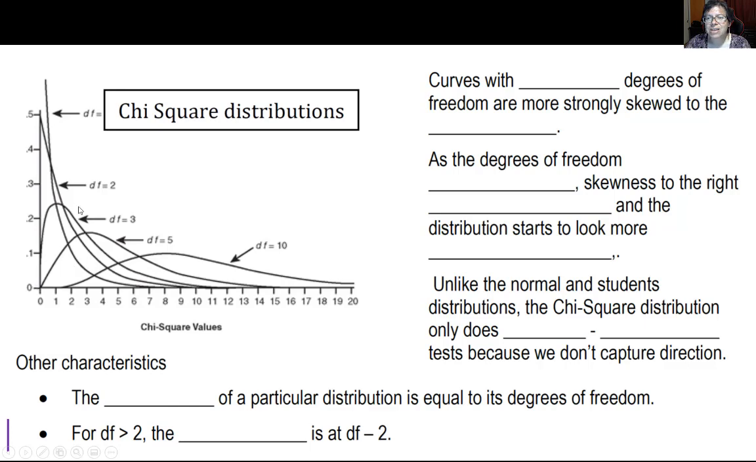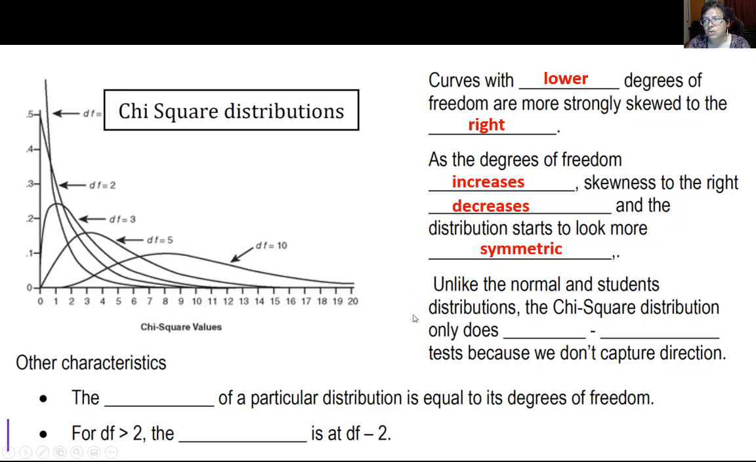And then it starts getting a peak after you get to 3 degrees of freedom, and there you can see 5 and 10. So basically, curves with lower degrees of freedom are more strongly skewed to the right. As the degrees of freedom increases, skewedness to the right decreases. So it starts to look more symmetric. So you can see on this degrees of freedom of 10, that's what the curve looks like.